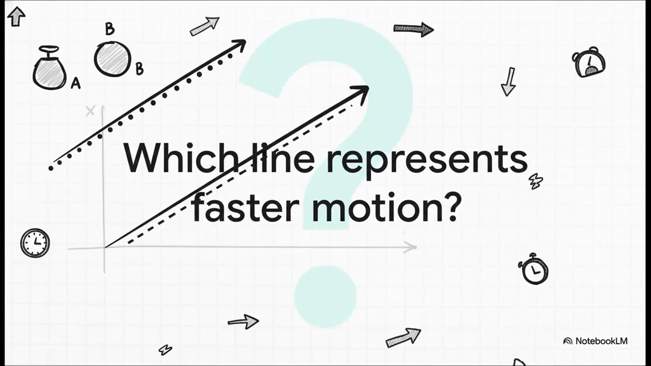Okay, check this out. We've got two lines here, line A and line B. Imagine they represent two different journeys. Now, one of them is definitely moving faster than the other. The big question is, which one? Don't worry, by the time we're done here, you'll be able to tell in a heartbeat.